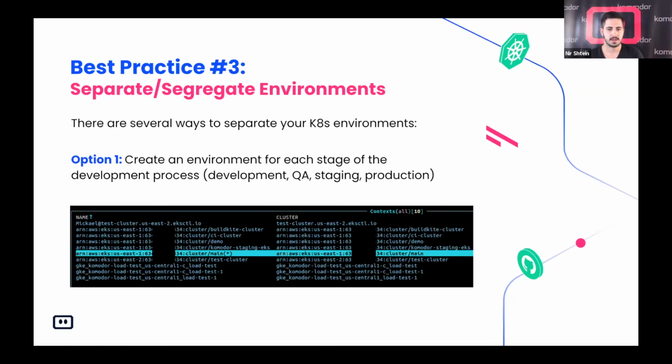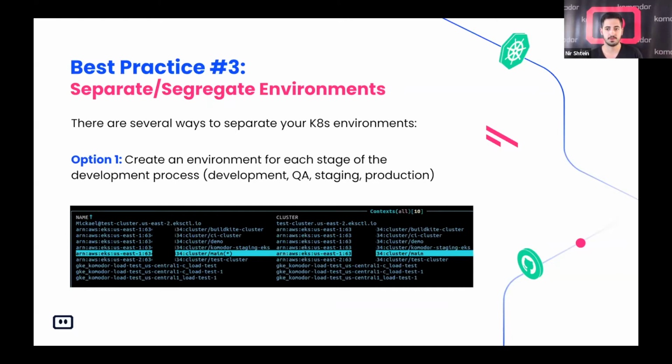The third best practice that I want to recommend is to separate your environments. I'm sure that everyone, whether using Kubernetes or not, is separating their environments. But if you're a Kubernetes user, you have two main best practices for how to do it. The first one is to separate your environments via clusters, and the second one is to separate your environments via namespaces. When you separate your environments via cluster, it means that you have a separate cluster for each environment.